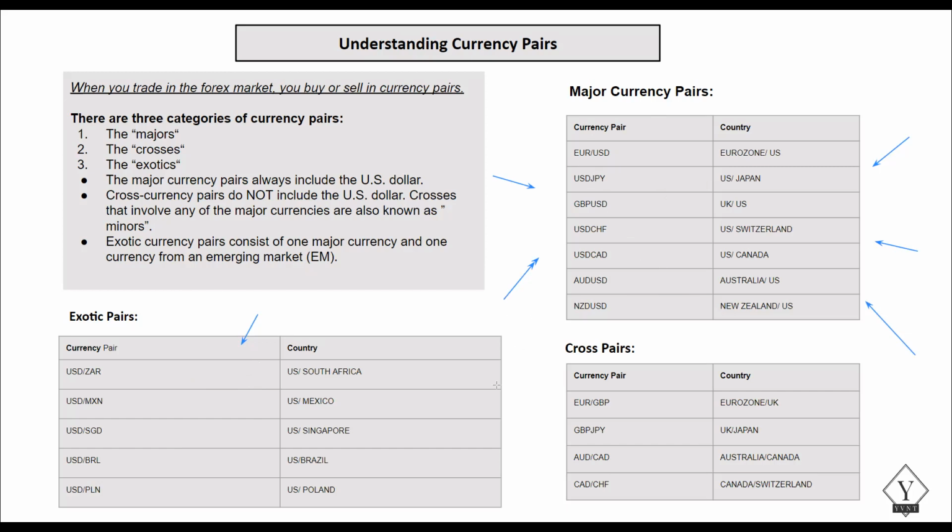And then cross pairs, they also have a higher spread than the majors, but it's lesser than the exotic pairs. It's slightly higher than the major. It's more like an in-between spread. So you can trade these pairs also, right? But I would like you guys to first get familiar with the market by trading the major pairs. So make sure that you stick to the major currency pairs.